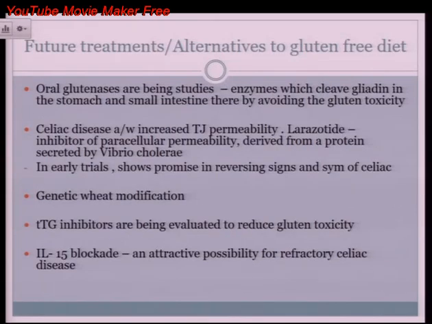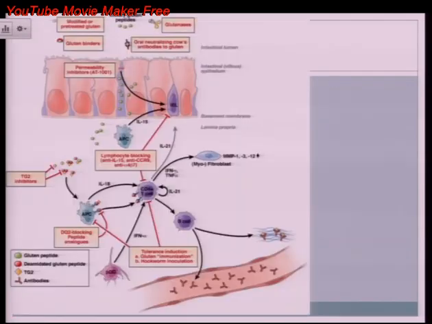There are a lot of other newer treatments which are being studied as alternatives to gluten-free diet. For example, there are these oral glutenases. These are the enzymes that cleave gliadin in the stomach and small intestine, thereby avoiding the toxicity from the gluten. As I mentioned, celiac is associated with increased permeability. So there's this medication called larazotide being studied, which inhibits the paracellular permeability. In early trials, it's shown some promise in reversing signs and symptoms of celiac. Genetic wheat modification is also being studied. Inhibitors of TTG are being studied, and IL-15 blockade is also an attractive possibility for celiac disease. So these are just potential future treatments which are currently being studied.